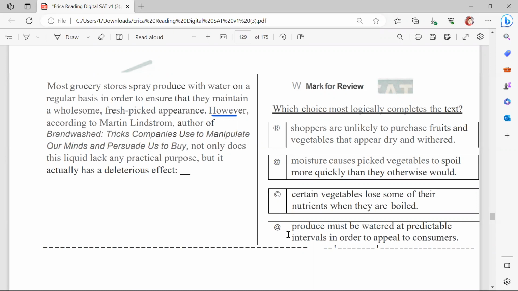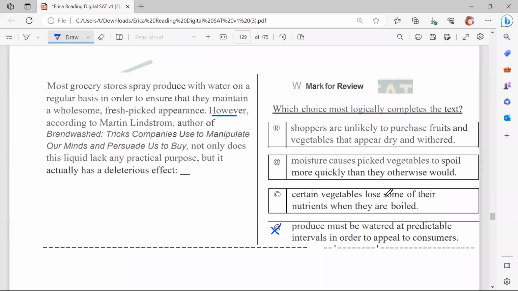Now let's go for the process of elimination, and I will go from the last one as I did before. Produce must be watered at predictable intervals in order to appeal to consumers. Do you think that this can be the right answer? No. Excellent, because when I say something appeals to consumers, is this positive or negative? Positive, so this one is wrong. Thank you so much. Letter C.